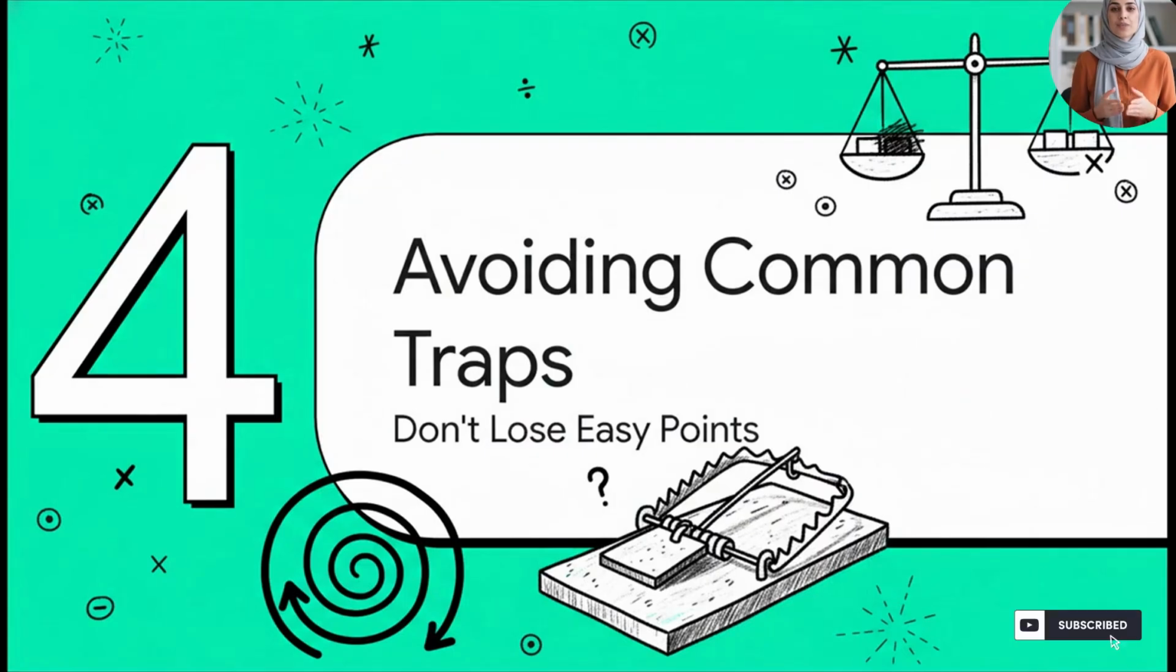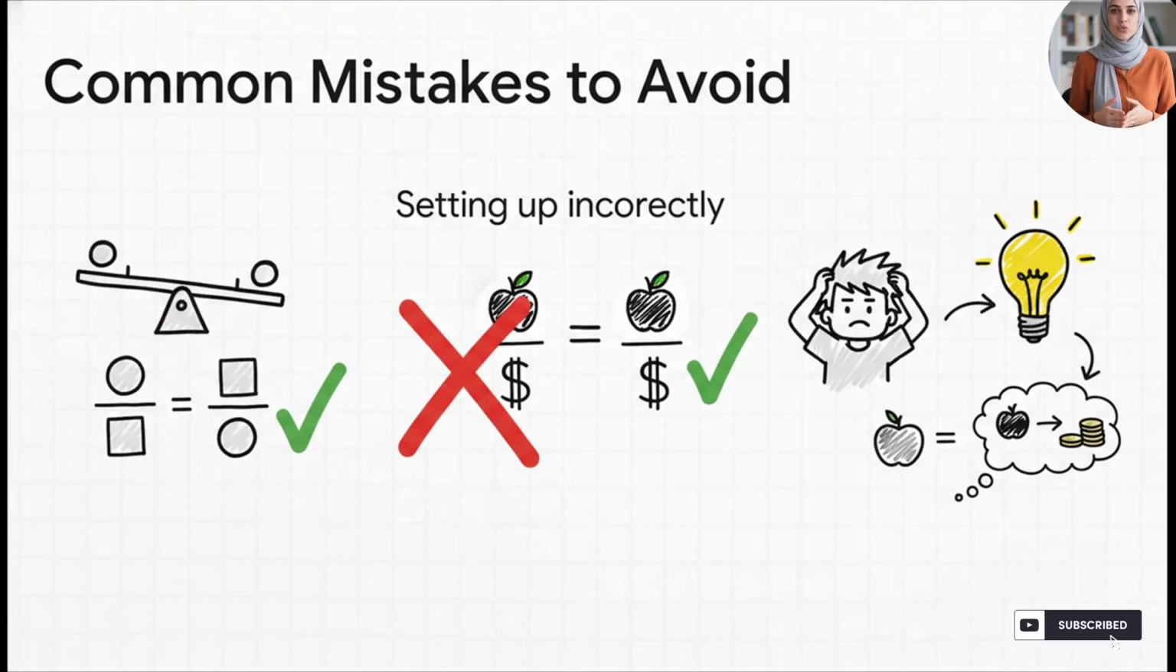So you've got the formulas down, but here's the thing. The ACT loves to set little traps to try and trick you. Let's talk about the most common mistakes people make so you can just sidestep them and keep those easy points. Okay, trap number 1, and it's a big one. Just plain using the wrong formula. The fix for this is so easy. Just ask yourself that one question. Are the two things moving in the same direction or opposite directions?